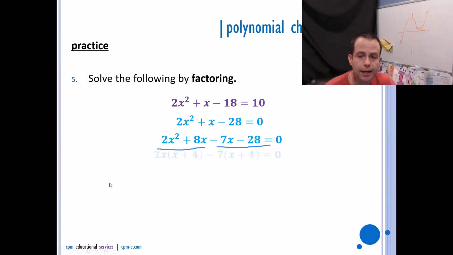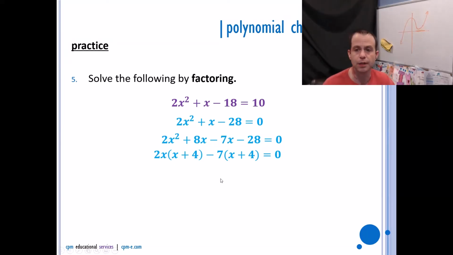Okay, so when I do that, I'm left with this. I took the 2x out of the front two, and I was left with x plus 4. And I took a negative 7 out of the back two, and I'm left with x plus 4. Now, I have a common factor here of x plus 4. So the x plus 4 is common to both of these terms. I can pull it to the front, and then I'd be left with 2x minus 7 times the x plus 4.